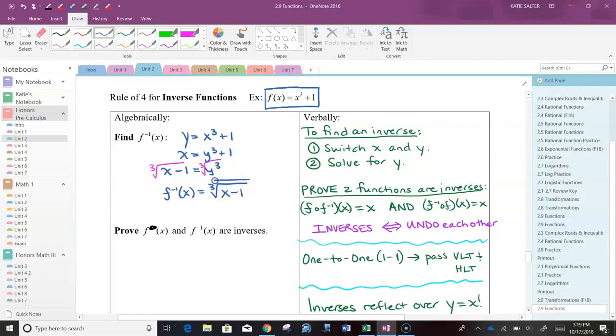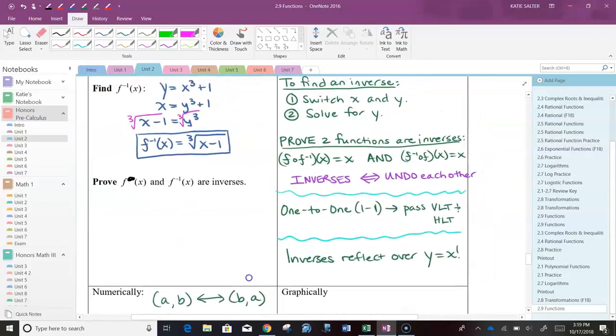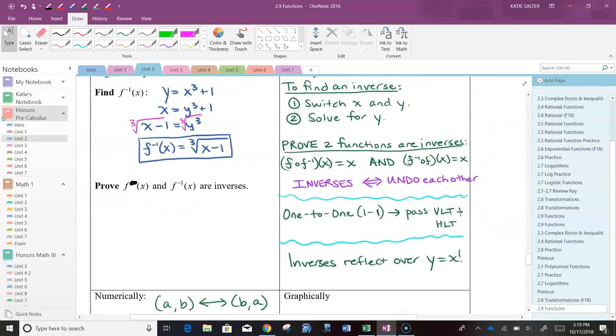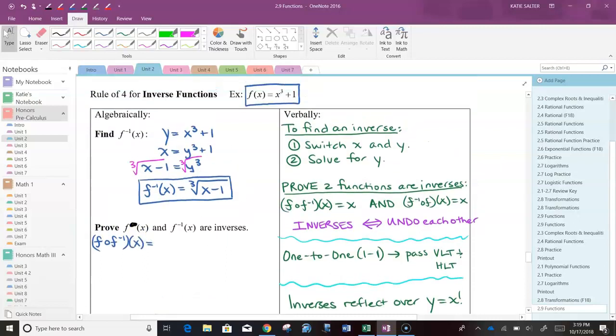All right, the other algebraic piece for inverses is proving that two functions are inverse functions. To prove that two functions are inverse functions, we need to do their composition. When you do this, make sure you do it both ways. So let's say we start out with f of the inverse of f of x. What that means is we're going to take our inverse function and substitute it into our original function.